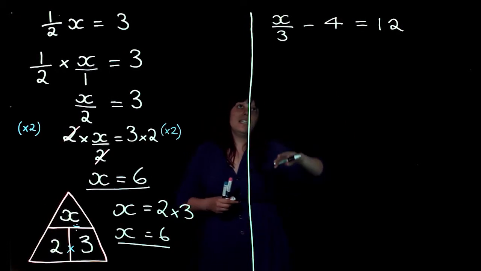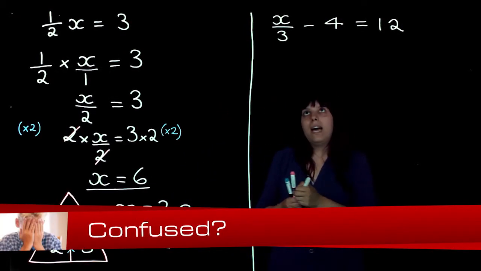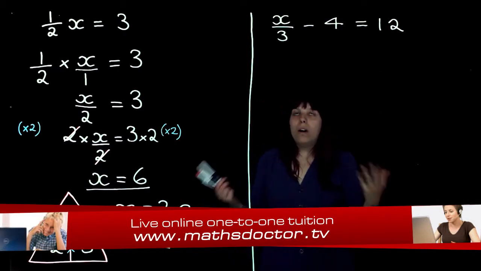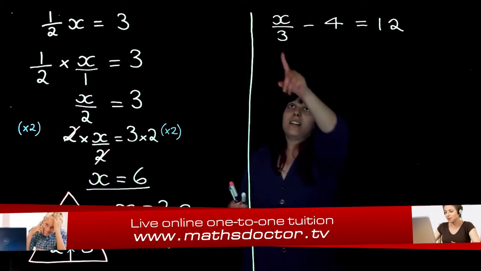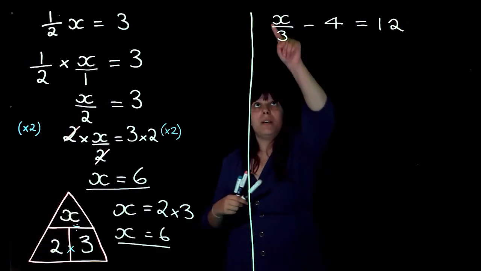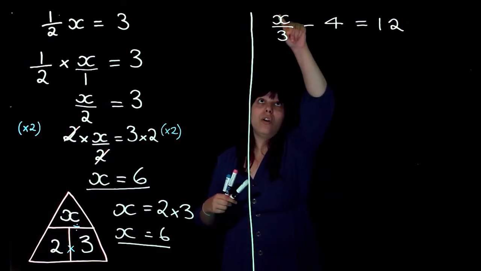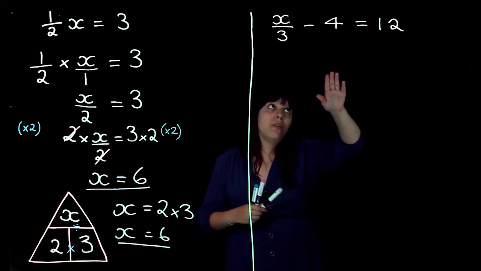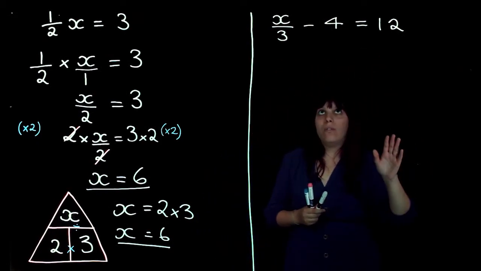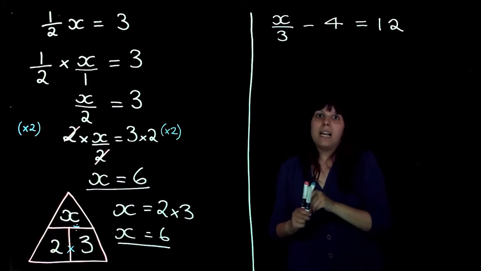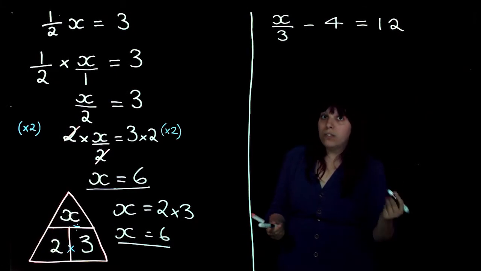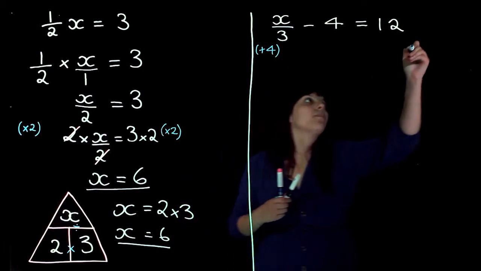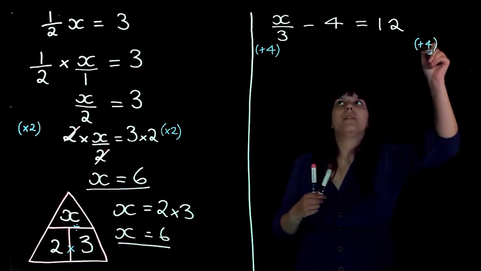Now, if we come over to this example, we can see that we have x over 3 minus 4 equals 12. What is our x over 3? Well, that is just going to be a third x because this is going to be 1x on the top. So that's a third times x. And then we're taking away 4 and we're getting 12. So the first thing we need to get rid of is that minus 4. How do we get rid of minus 4? We're going to add it to both sides. So add 4 and add 4.